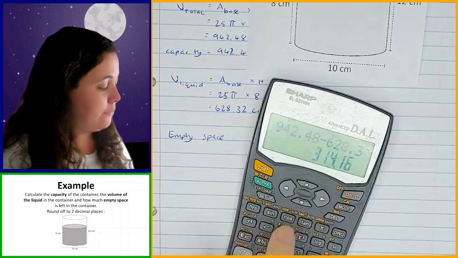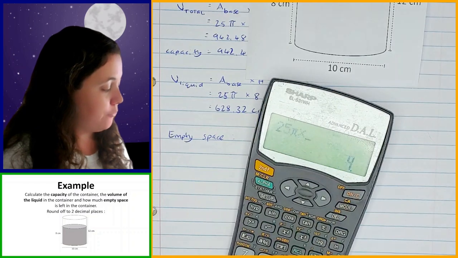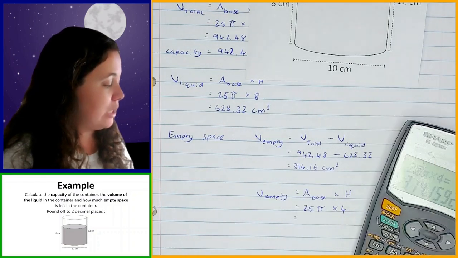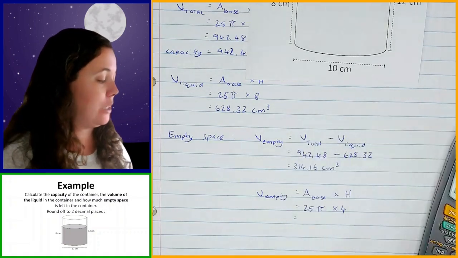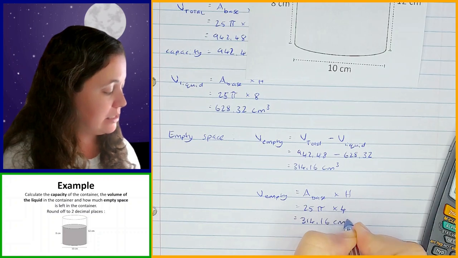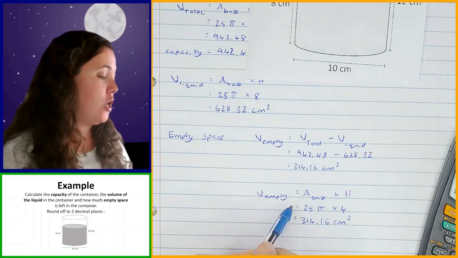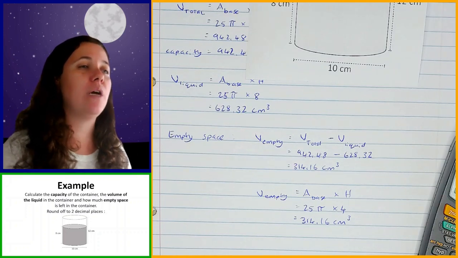So that's going to be 25 pi times 4. And that gives us 314.16 centimeters cubed, which is exactly the same answer that we had over here. So there are two ways of working out that empty space. Now we're going to go on to another example.